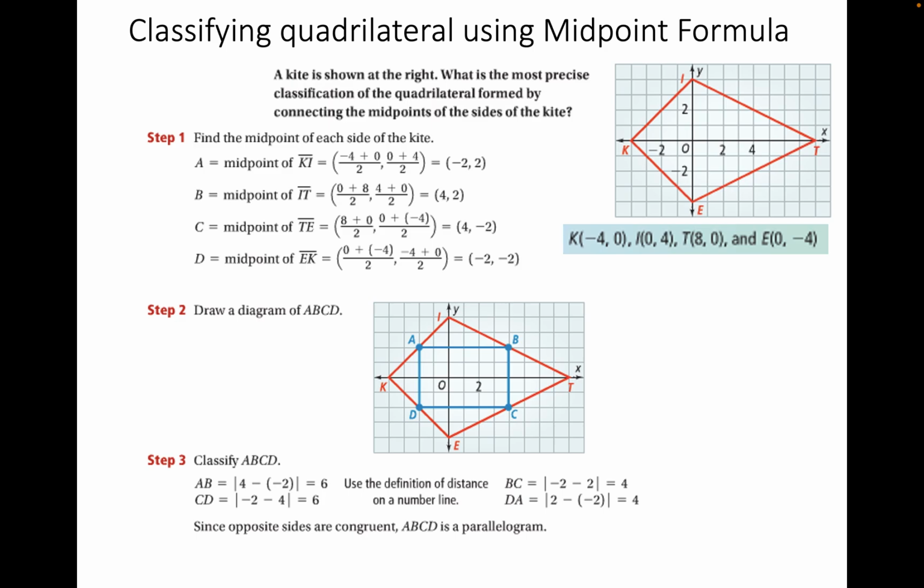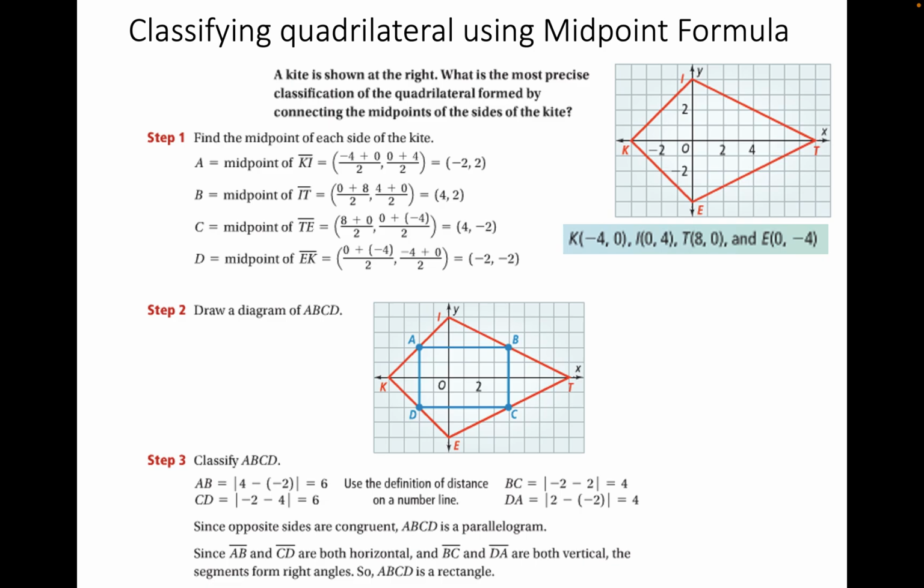And while that's true, I can be even more specific, because if I look even more, I can see that the AB and DC lines are perfectly horizontal, that's why we could just count to determine the distance, and the AD and BC lines are perfectly vertical. That's why we could just count to find the distance.